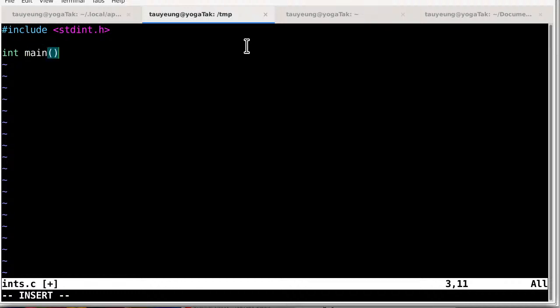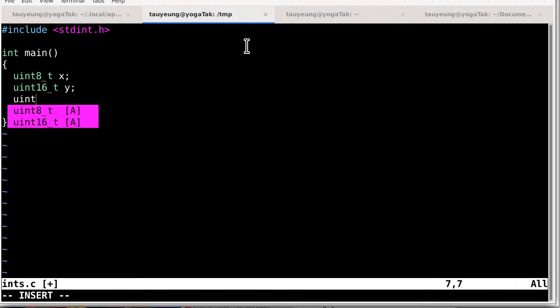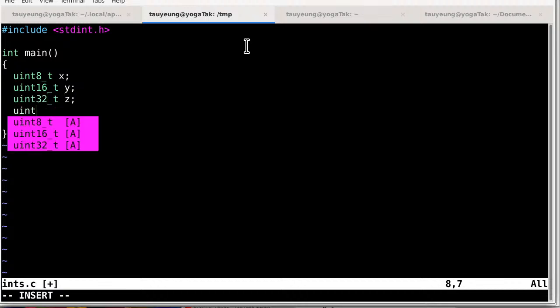And we'll just go ahead and use a main function. It has a return statement here. And we're going to use some really interesting stuff. This is an unsigned 8-bit integer. We'll call this x. This is an unsigned 16-bit integer. We'll call it y. This is an unsigned 32-bit integer. We'll call it z. And this is an unsigned 64-bit integer, and we'll call it w.